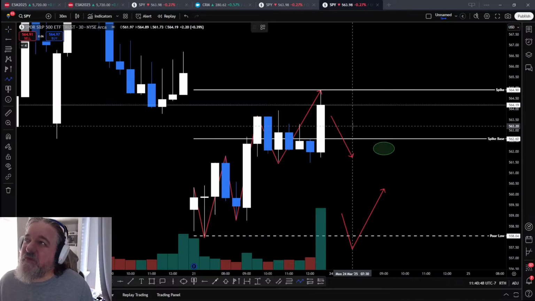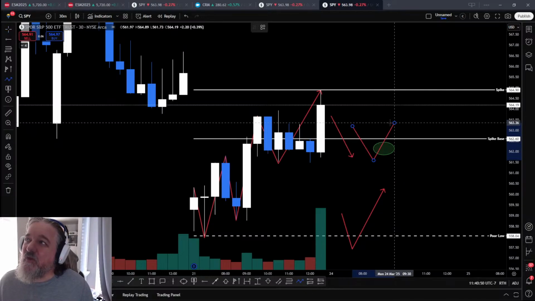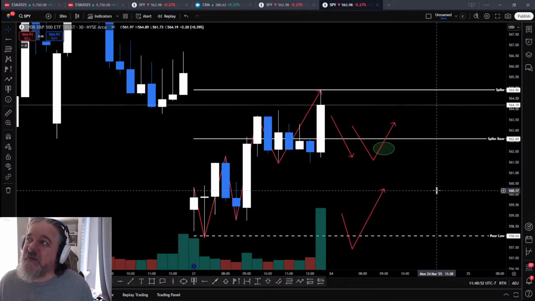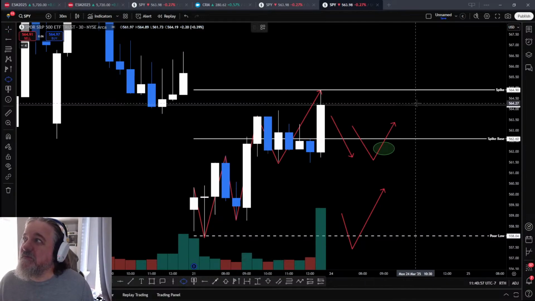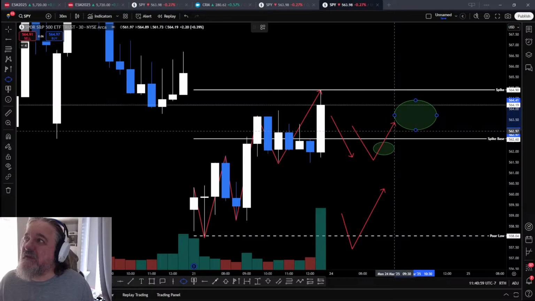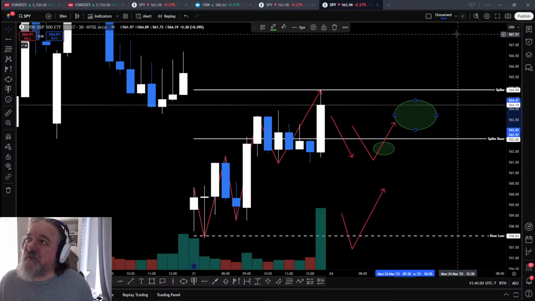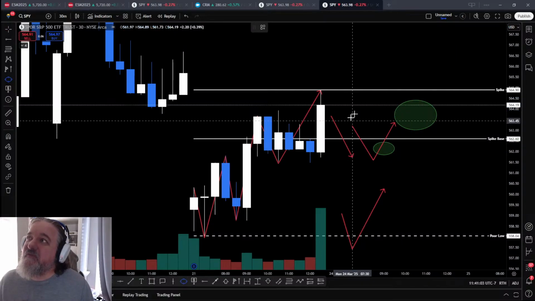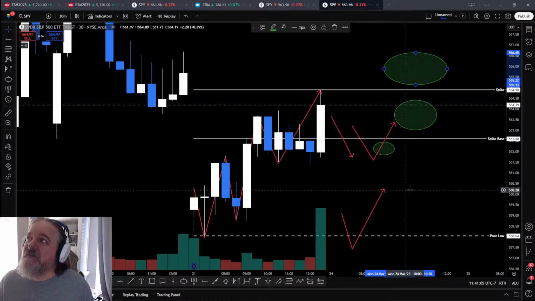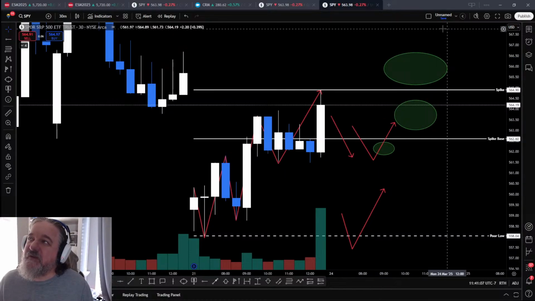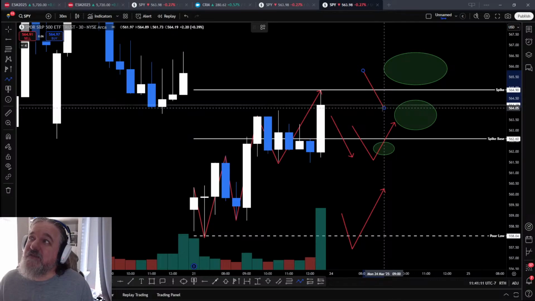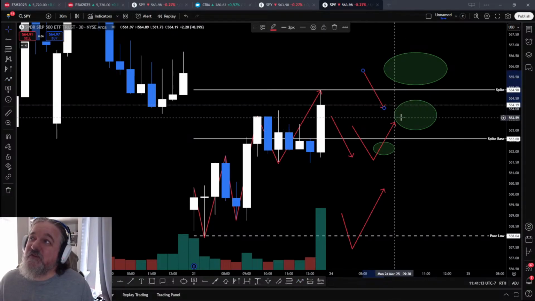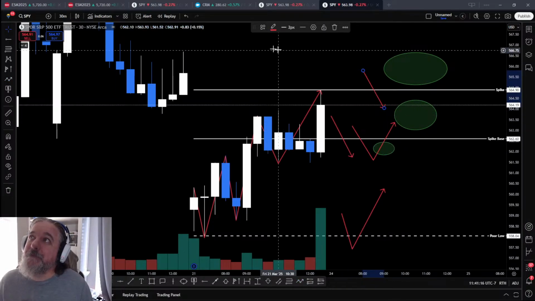I will say, if we open below and go back inside, this is bullish, right? If we open between the spike and the spike base, this is going to be a slightly bullish scenario. If we open above the spike, this is generally a very bullish scenario. If we open above the spike and come back inside, things turn pretty bearish. Okay?